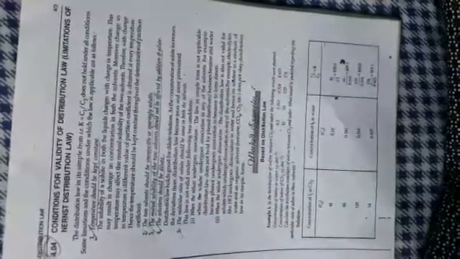Next, conditions for validity of the distribution law, or limitations of the Nernst distribution law. The distribution law in its simple form, that is K equals C1 upon C2, does not hold under all conditions. Some limitations and the conditions under which the law is applicable are as follows.